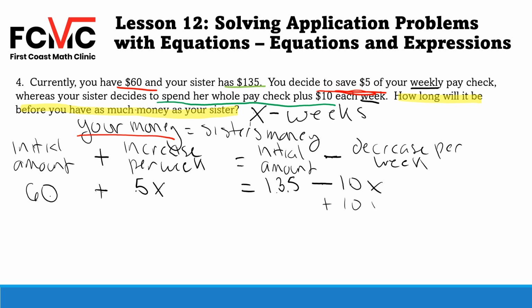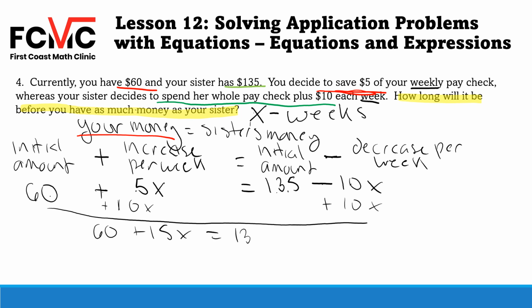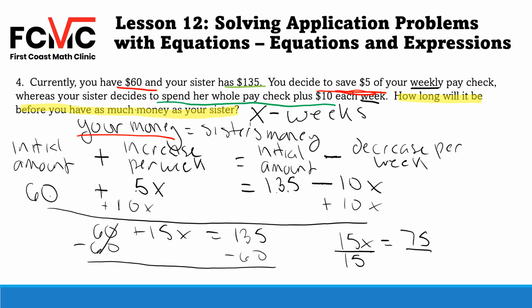I'm going to start by adding the $10, adding $10, or 10x. We get 60 plus 15x equals 135. Subtract 60 and 60. 60 cancels out on the left, and we get 15x equals 75. Divide by 15 and 15. The 15s cancel out, and we get x equals 5 weeks. So it'll be 5 weeks until you and your sister have the same amount of money.